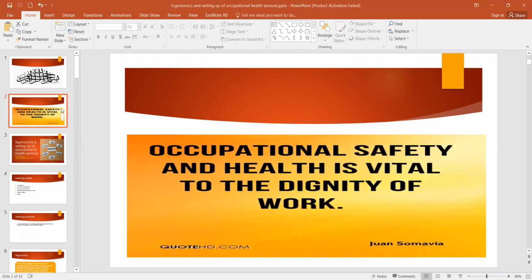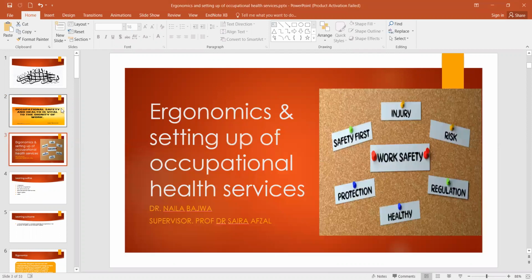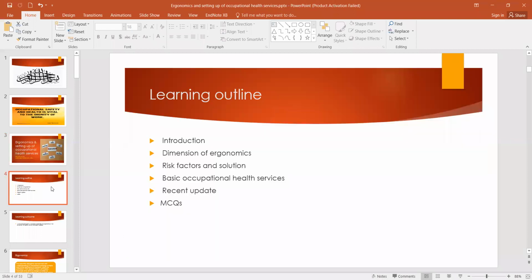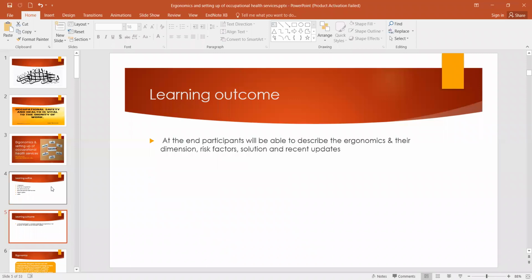Occupational safety and health is vital to the dignity of work. And today my topic of presentation is ergonomics and setting up of occupational health services. The learning outline of my presentation is introduction of ergonomics, dimensions of ergonomics, risk factors and solutions, basic occupational health services, recent updates, and at the end, an MCQ session.